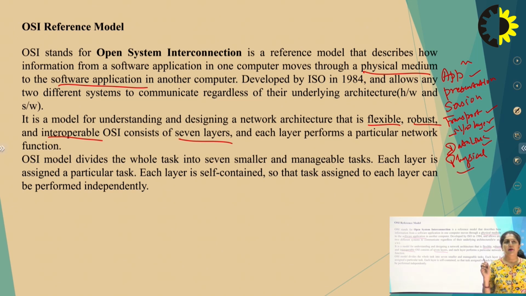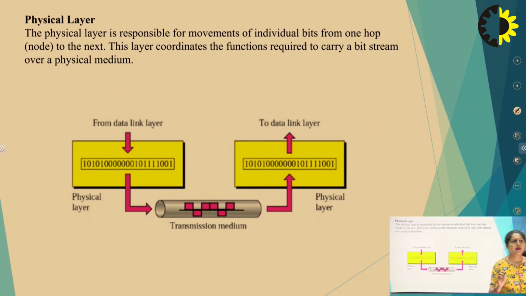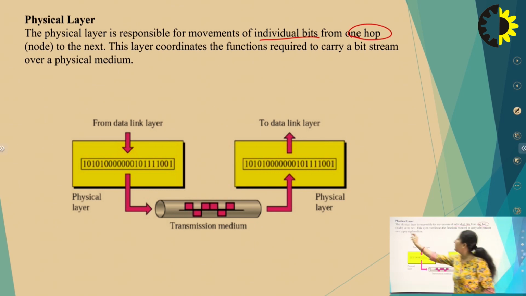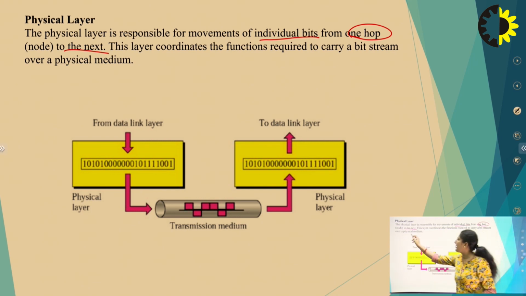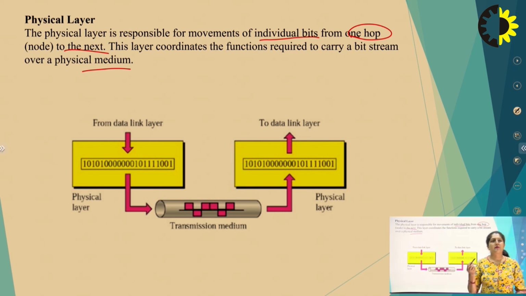So let us understand briefly about each layer. We will be starting from the bottom to the top. So first is the physical layer. What is the physical layer? The physical layer is responsible for the movement of individual bits from one hop to the next. That is important, from one hop to the next. This layer carries a bit stream over a physical medium. Physical medium means we use guided and unguided mediums like cables, switches, hubs. The cables we use, circuit switching, packet switching, all come in the physical layer.